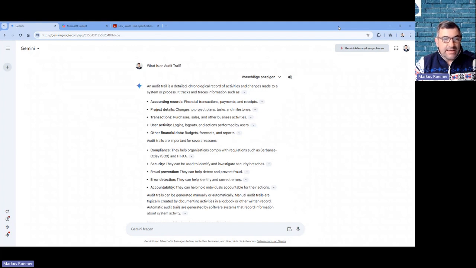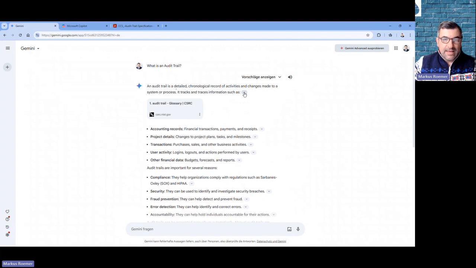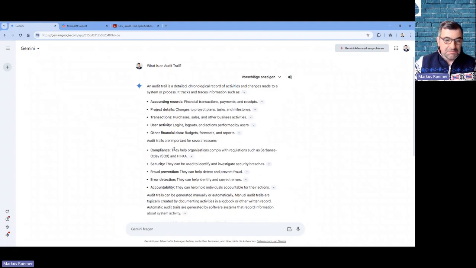And you see here the answer. An audit trail is a detailed chronological record of activities and changes. So it says of activities and changes, and it's giving then some information. Usually that's quite good nowadays, that they also give the source of the information with it. Here it's the audit trail from the glossary, that's very often from NIST. Yes, okay. So it also matters on the quality of your question.